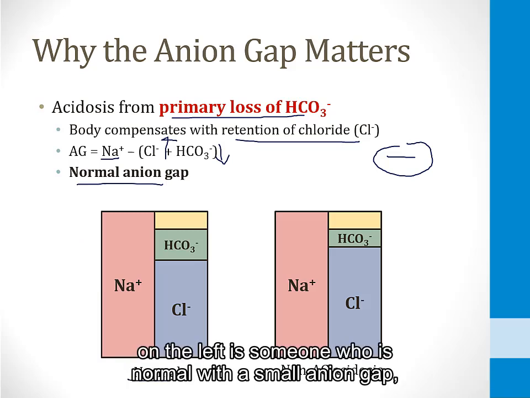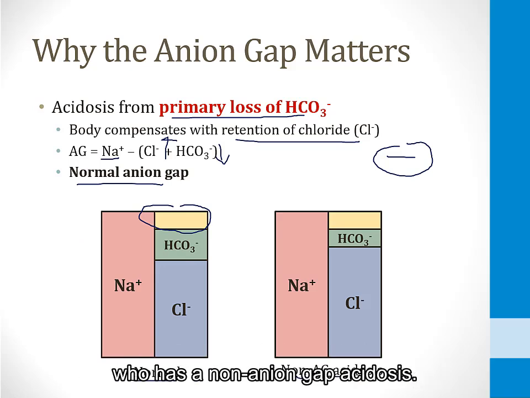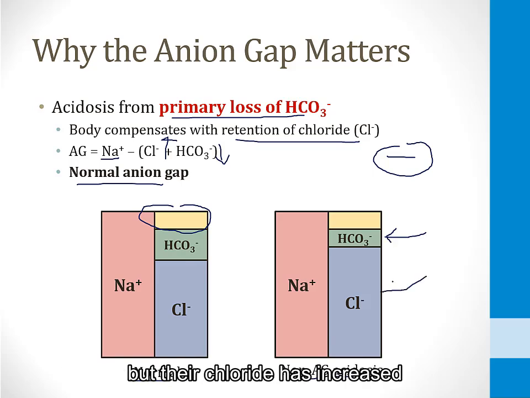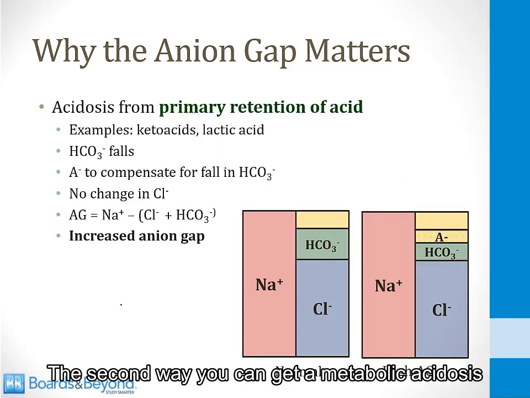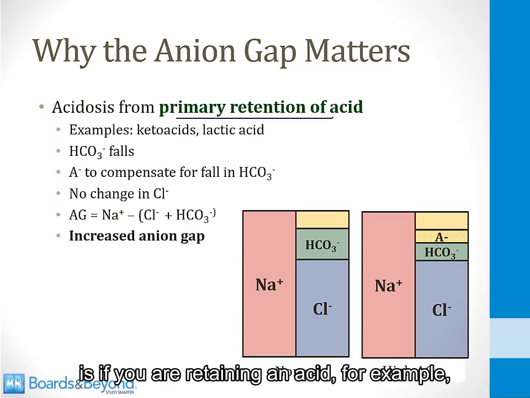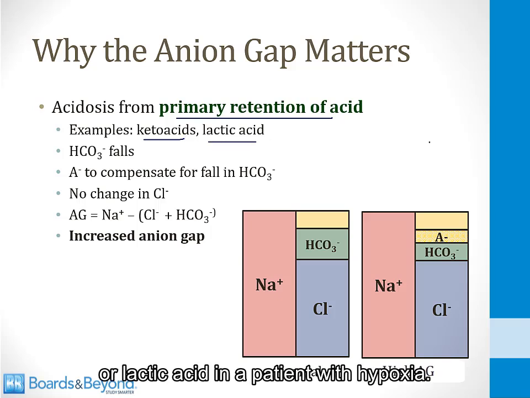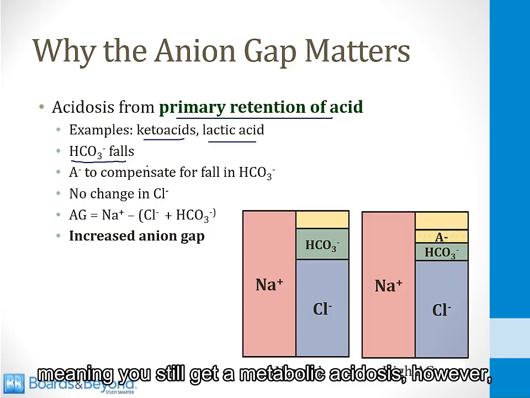And I've shown this in an illustration on the screen here. On the left is someone who is normal with a small anion gap. On the right side of the screen is someone who has a non-anion gap acidosis. Their bicarb amount in the plasma has shrunk, but their chloride has increased, and the amount that is in the anion gap remains unchanged. The second way you can get a metabolic acidosis is if you are retaining an acid, for example, keto acids in a patient with diabetes or lactic acid in a patient with hypoxia. When these things happen, the bicarbonate still falls, meaning you still get a metabolic acidosis.